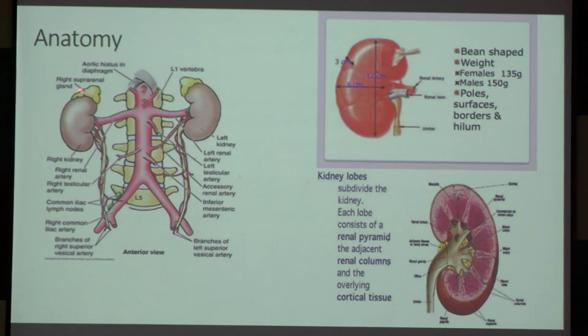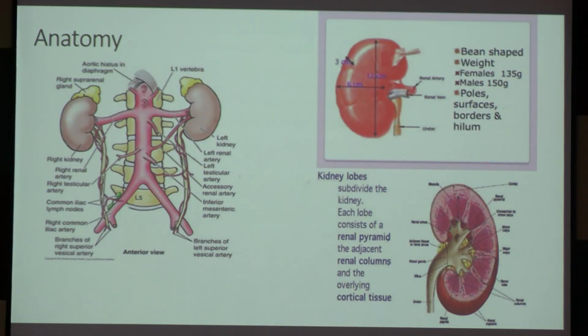The second important thing is that the normal kidney has a size of around 9 into 5 into 3 centimeters. Anything which is below or above this is not going to be normal. The third important thing is that there are three structures, the artery, the pelvis along with the vein, which are entering into the hilum.